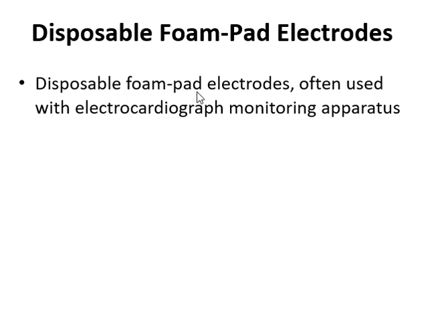Disposable foam pad electrodes are often used with electrocardiographic monitoring apparatus. A metallic suction electrode is often used as the precordial electrode in clinical electrocardiography.